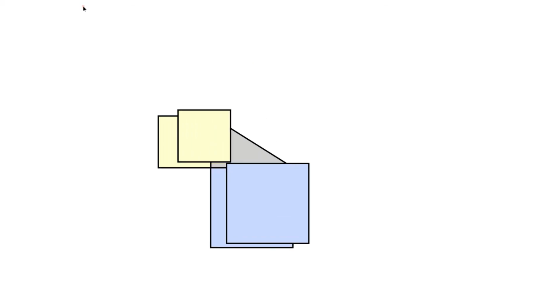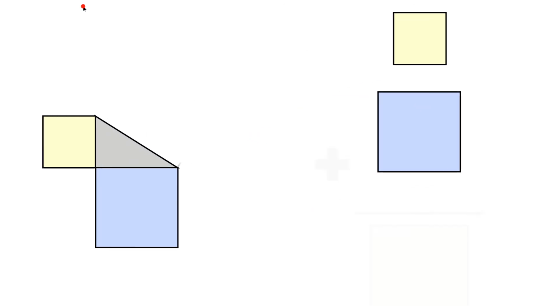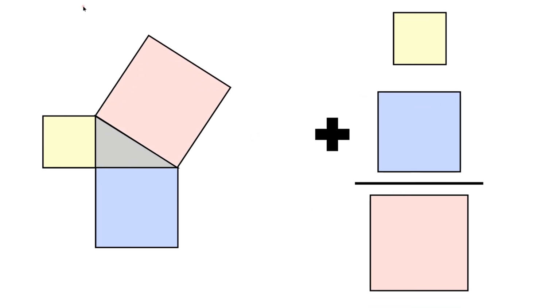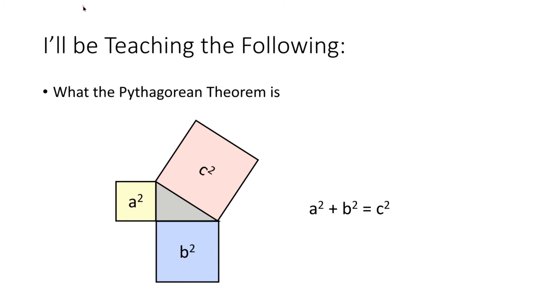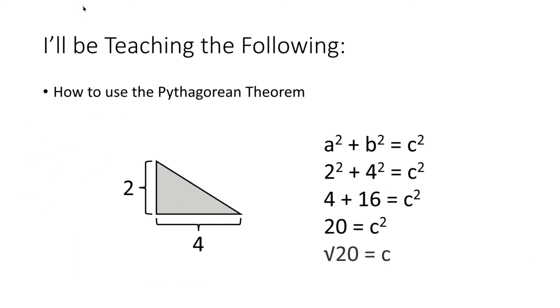Right triangles have a very special property. If you take the squares of the two shorter sides and add the results, you get the square of the longer side of the triangle. In this video, I'll be teaching the following: what the Pythagorean theorem is, and how we can use it.